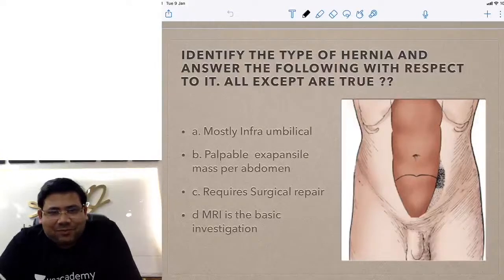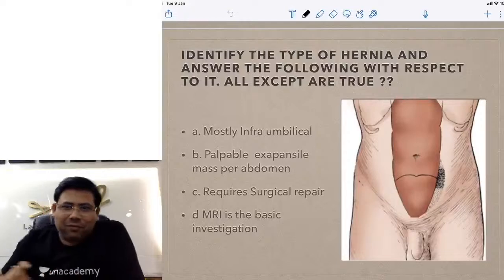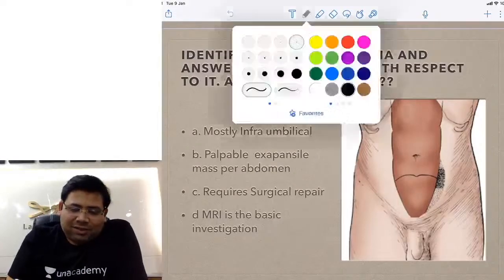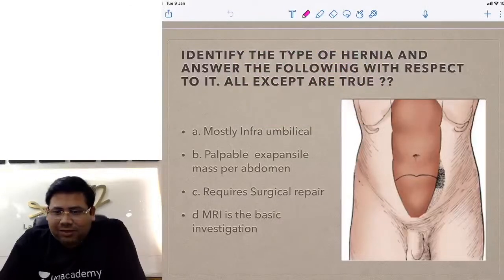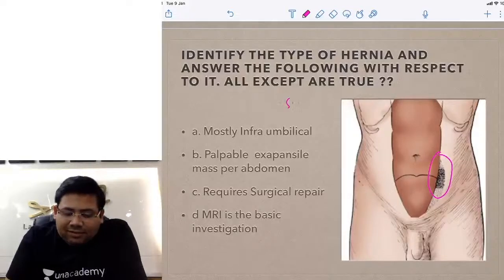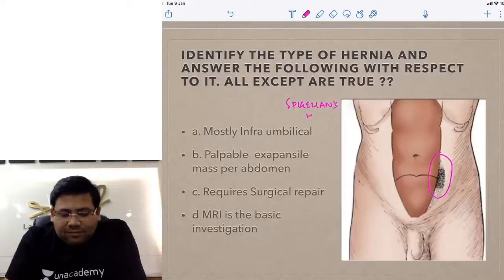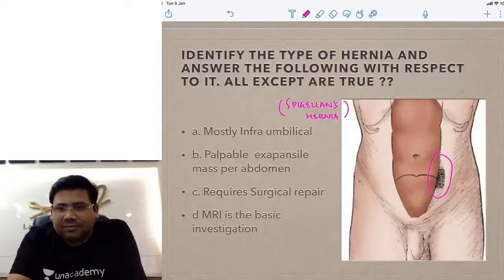Okay. Chalo. Let us start with this session. Tell me, what is this hernia? This is very simple, very straightforward. So, what is this fascia known as? What is this gap known as? This is a Spigelian hernia.